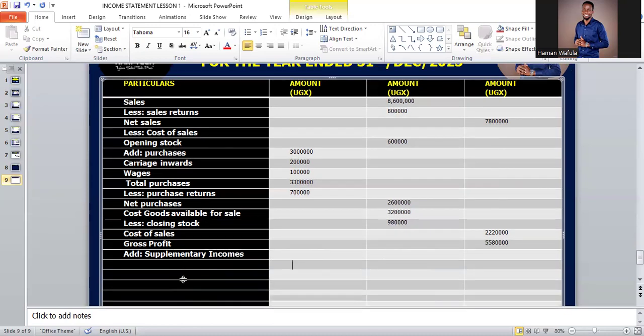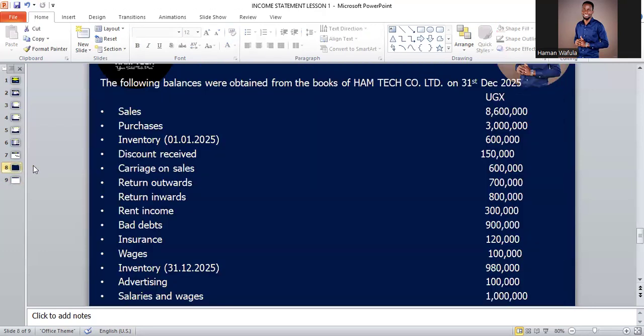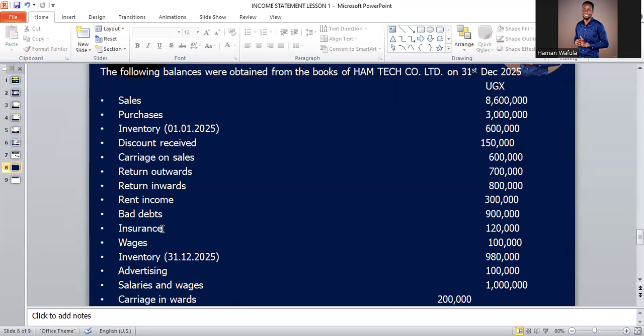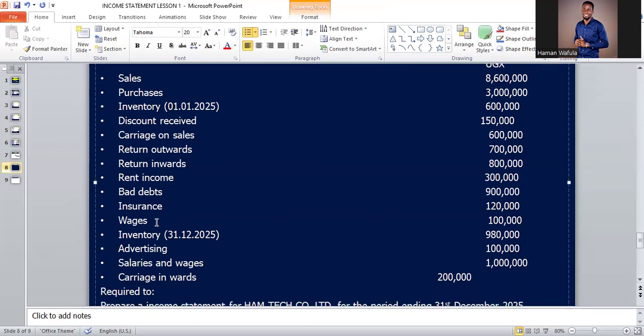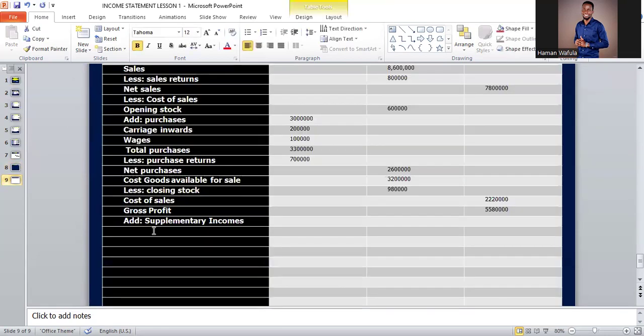Then we check, if you don't have supplementary incomes, it is fine. You just go straight to subtract the operating expenses. If you have the supplementary incomes, you identify them. So let's look at our information here. Supplementary incomes, we have discount received, which is 150,000. We also have rent income, which is 300,000.